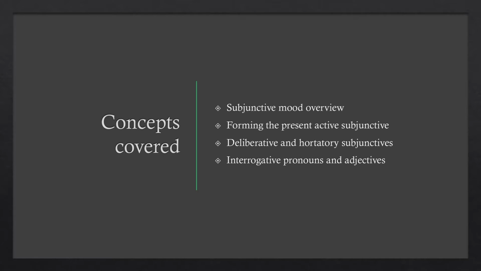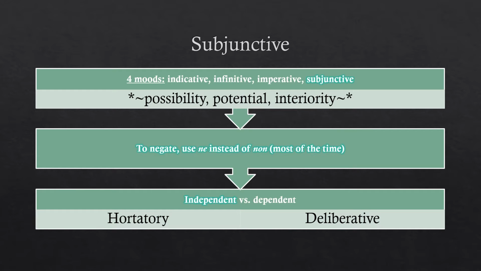This lesson will cover the following topics: subjunctive mood overview, forming the present active subjunctive, deliberative and hortatory subjunctives, and interrogative pronouns and adjectives. Before we learn how to form the present active subjunctive, let's talk about the mood in general.